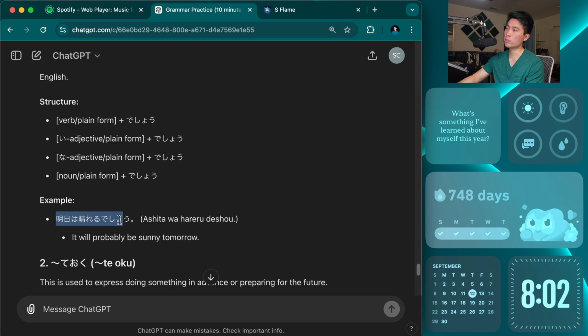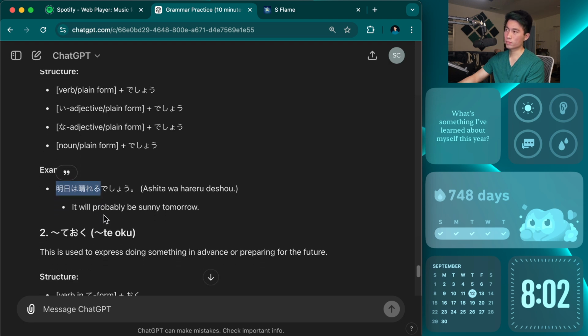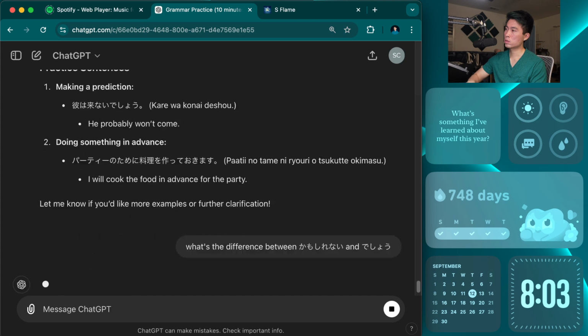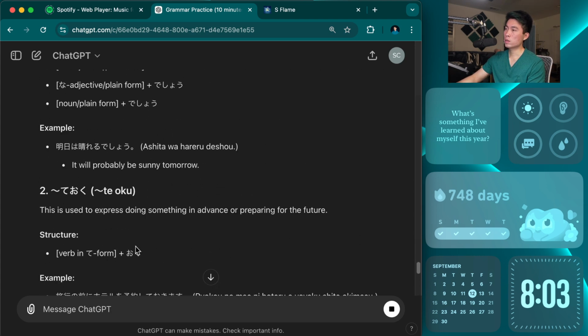This one uses it more in the probably sense. 明日は晴れるでしょ? Very similar to like かもしれない, between... and でしょ. While it does that, let's look at the next one.